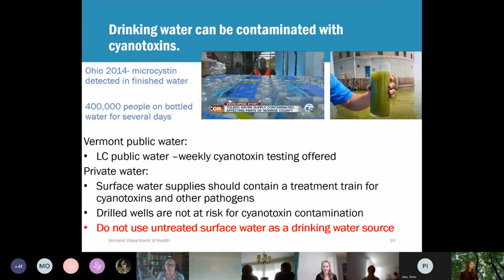And the last note about water is private drinking water. People who pull their private drinking water from a surface water source should have a treatment train installed to remove cyanotoxins, as well as other pathogens. It's really important that untreated surface water not be used for drinking. We've also gotten some questions from people who have drilled wells, maybe next to a pond or close to a river that experience cyanobacteria blooms. Generally speaking, those deeper drilled wells are in different aquifers and they're not susceptible to cyanobacteria contamination.